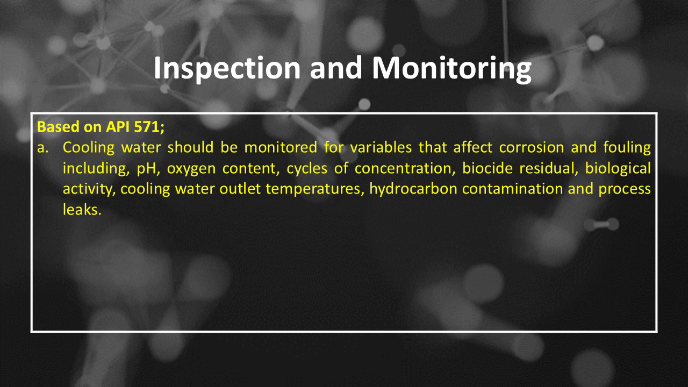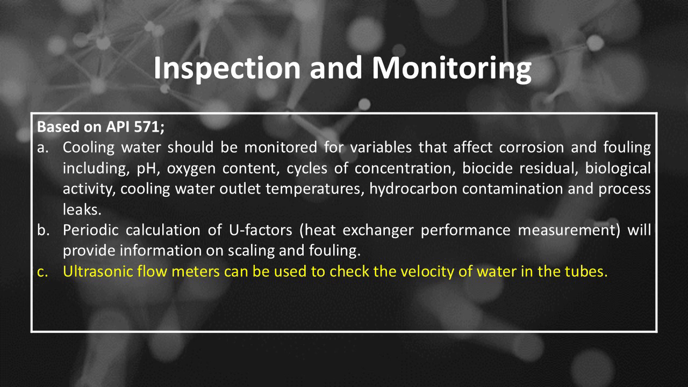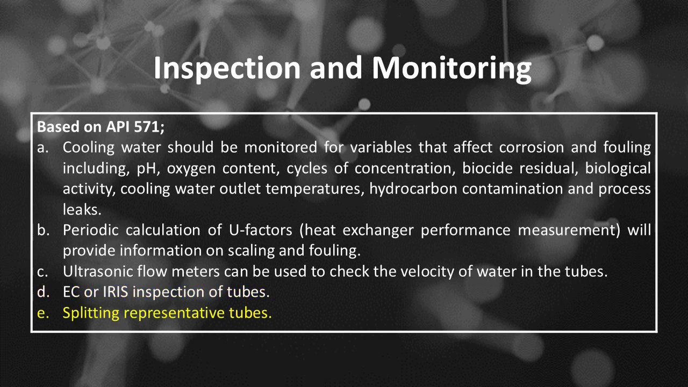Number A. Cooling water should be monitored for variables that affect corrosion and fouling, including pH, oxygen content, cycles of concentration, biocide residual, biological activity, cooling water outlet temperatures, hydrocarbon contamination and process leaks. Number B. Periodic calculation of U factors, heat exchanger performance measurement, will provide information on scaling and fouling. Number C. Ultrasonic flow meters can be used to check the velocity of water in the tubes. Number D. EC or IRIS inspection of tubes. Number E. Splitting representative tubes.